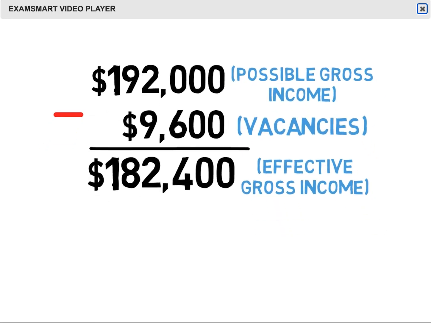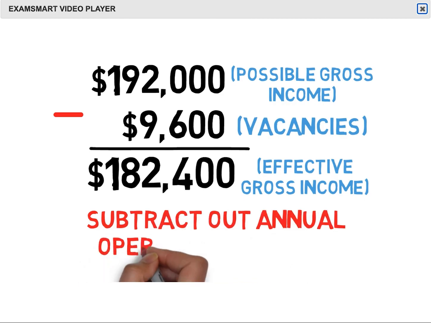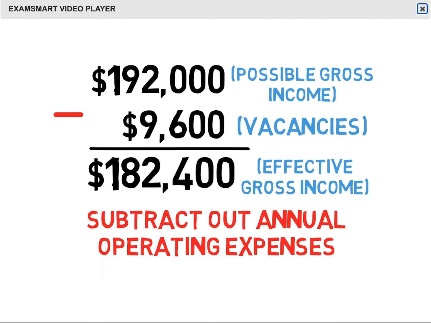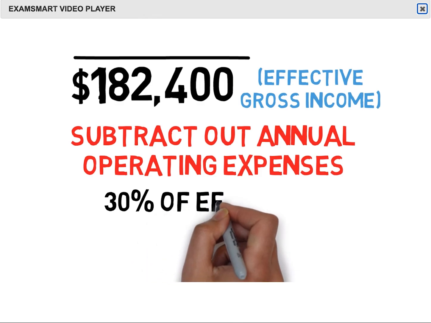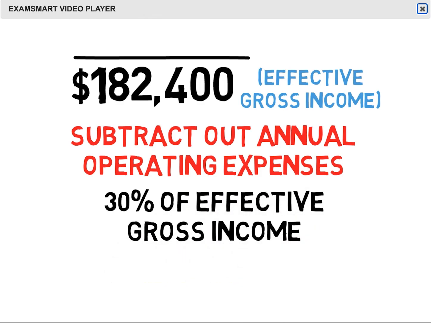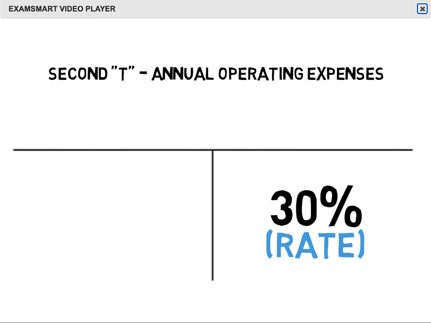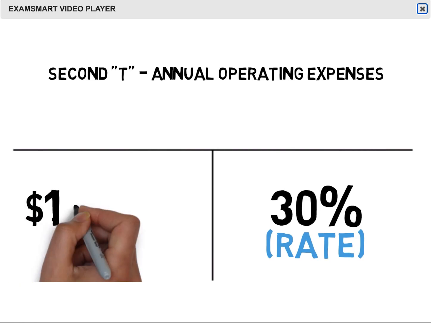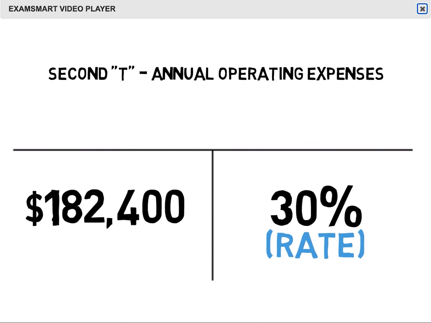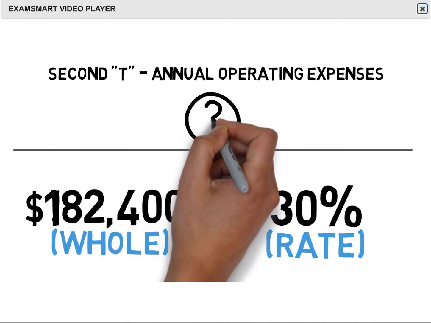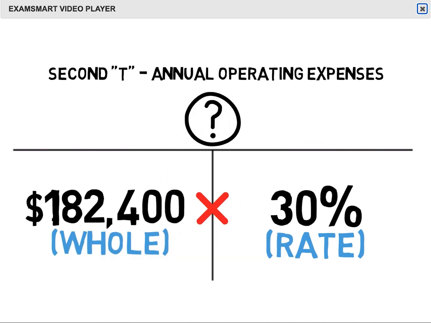We then need to subtract out our annual operating expenses. And notice in our particular problem, it says that the operating expenses were 30% of the effective gross income. So in our next T, the 30% goes in the bottom right. On the bottom left, we'll have our effective gross income of $182,400. Our formula tells us to multiply straight across.